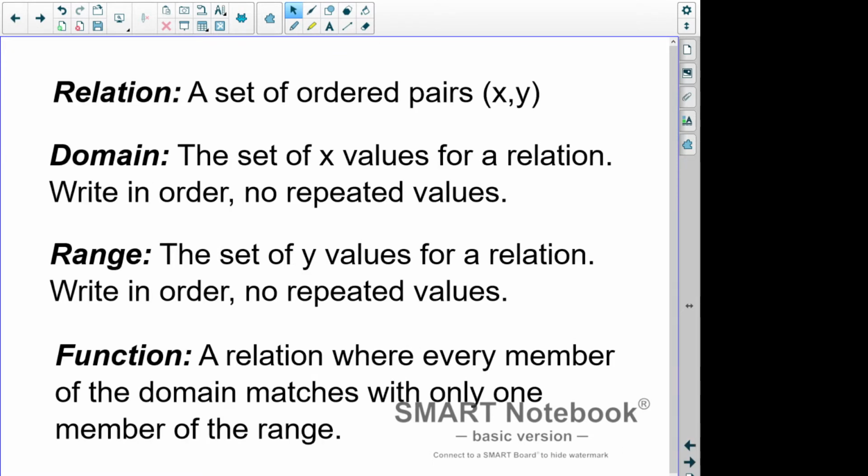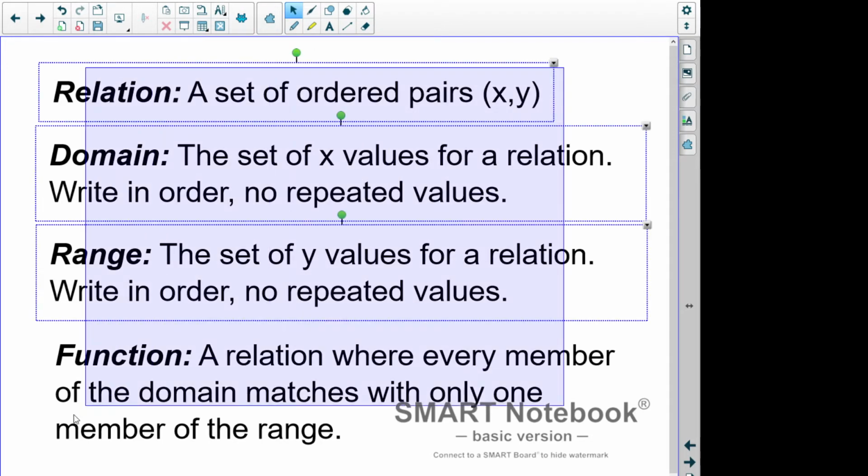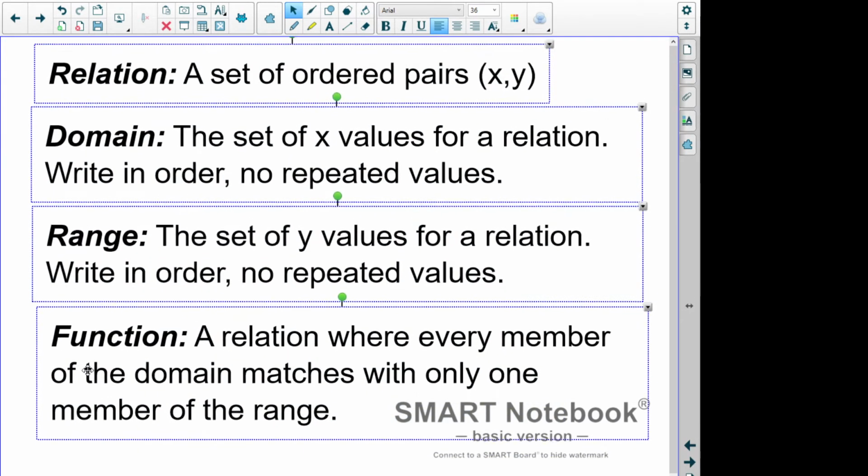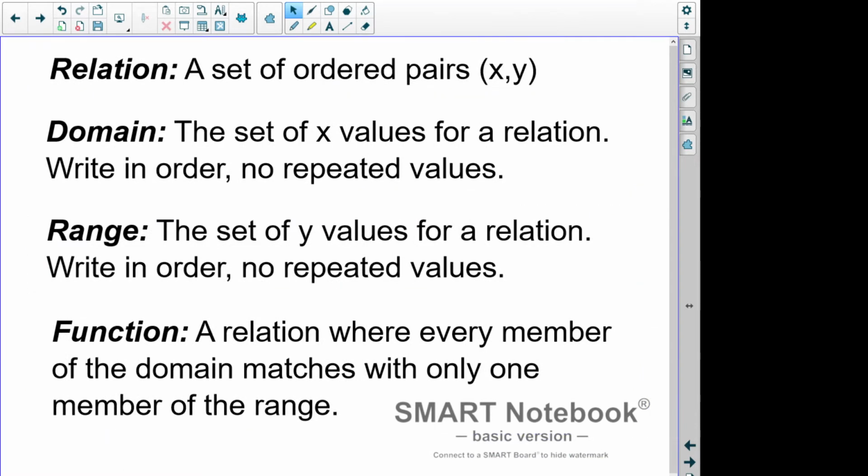So here's some definitions for you. I apologize here, the little watermark they put on there kind of gets in the way. But so we have some definitions here. We're talking about sets of points and sets of numbers. So when we talk about a set of points, we talk about a relation, right?